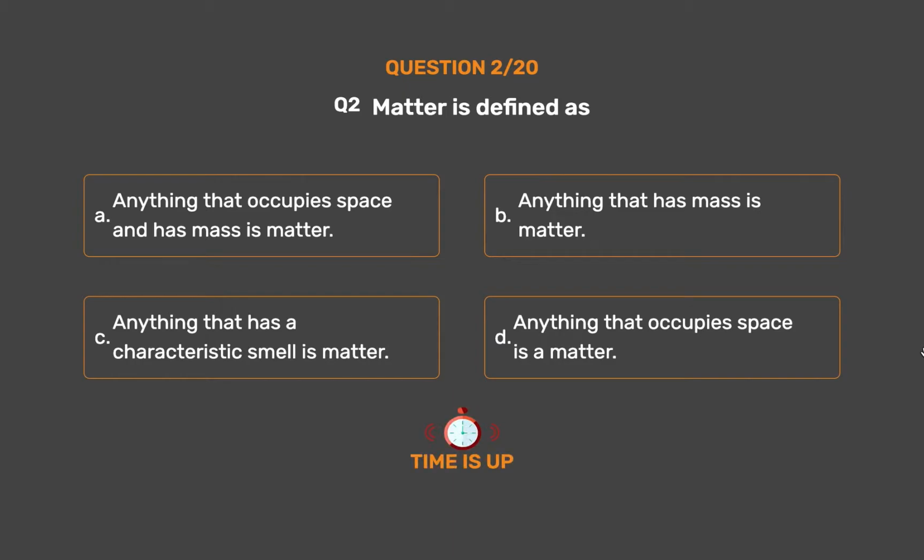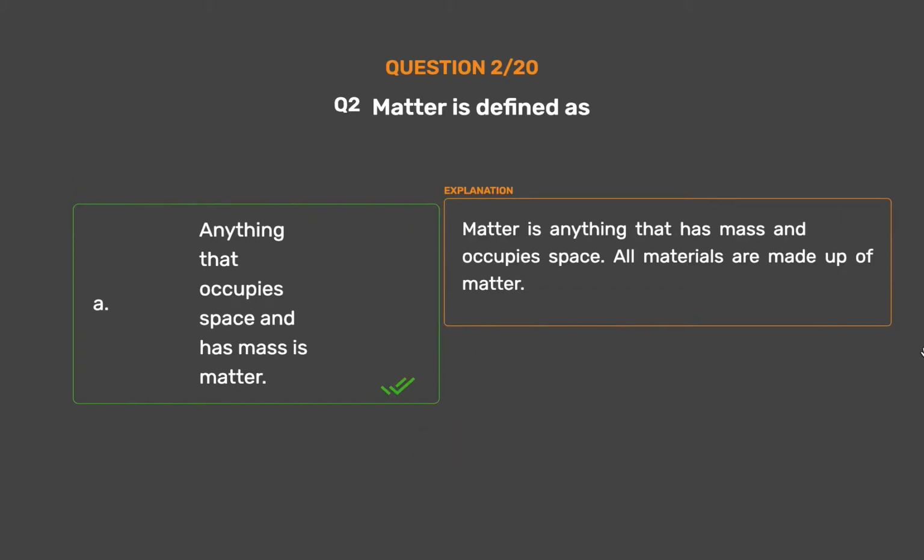The correct answer is option A. Anything that occupies space and has mass is matter. Matter is anything that has mass and occupies space. All materials are made up of matter.